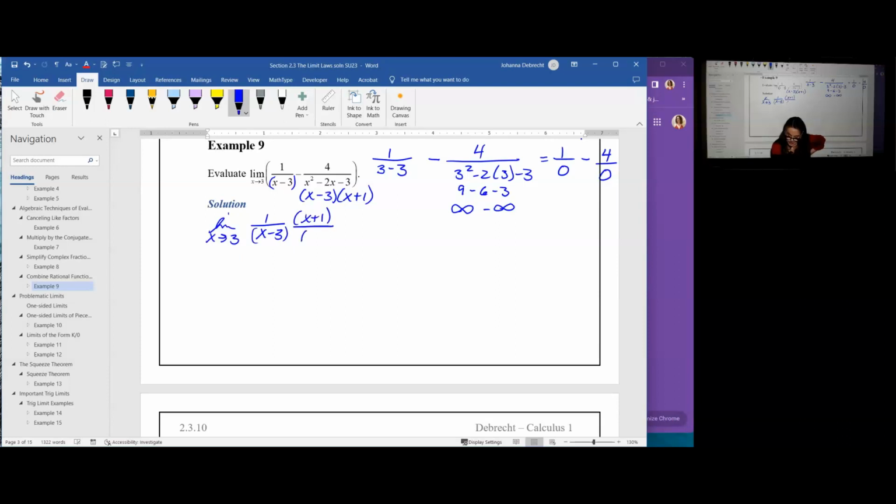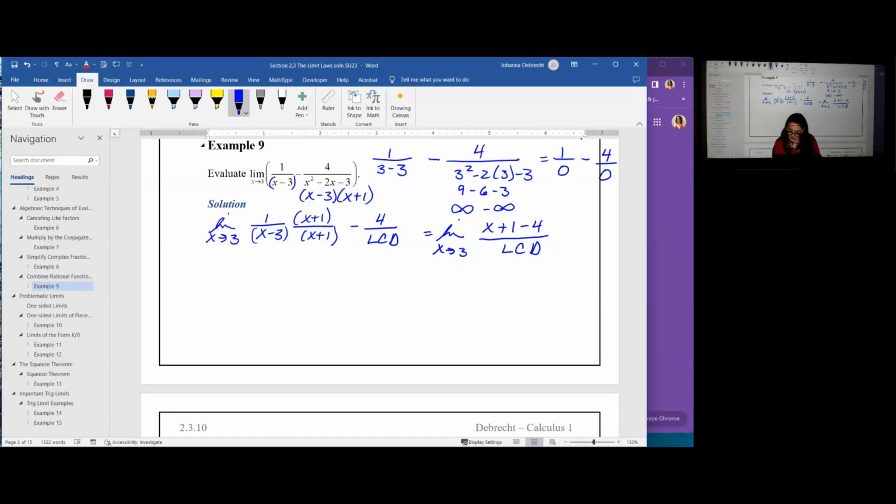I'm trying to get a common denominator. I have more than one term, so I need a common denominator. The second one already has the common denominator, and being lazy, I'm just going to write LCD. This then gives me the limit as x approaches 3 of x plus 1 minus 4 all over that lowest common denominator, x minus 3 times x plus 1.